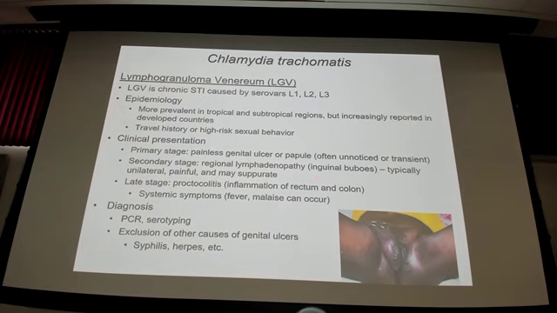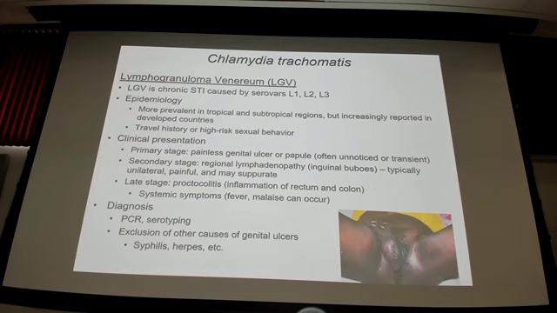In terms of the presentation, there is a primary stage where you might just have a small papule that would go likely unnoticed, and it's transient. What does that mean? It's a transient papule. It's not going to stay there forever. It's going to go away. So as it goes away, usually 2 to 5 weeks later, patients can go into the secondary stage where this is no longer something you can ignore.